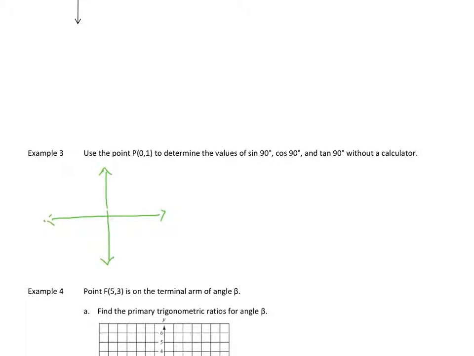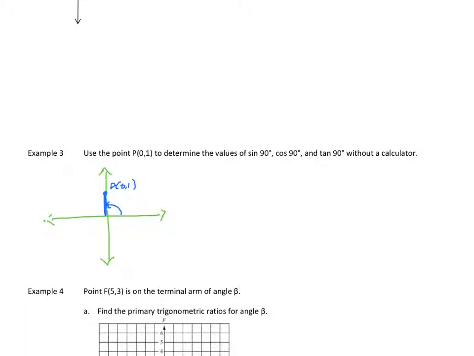So point P has the coordinates 0, 1. So we'll mark point P on the y-axis. And so this would be my terminal arm right here. So you can see then that the angle associated with that terminal arm is a 90-degree angle. So we're asked to find values of sine 90, cos 90, and tan 90 without a calculator.